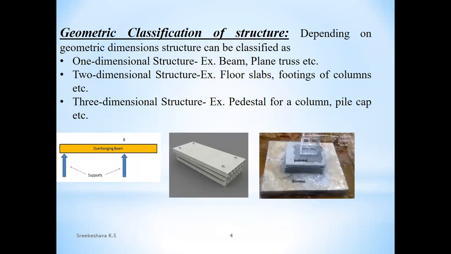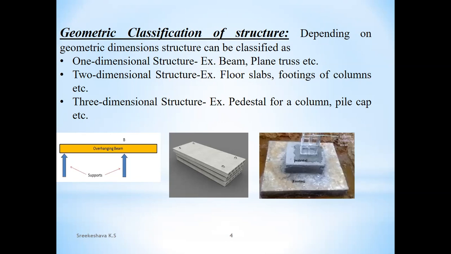But also there is a classification of structures. Sometimes you may get a question: what is an example of one-dimensional structures? One-dimensional structures means if you consider any volume, you have length, breadth, and depth. If one of the dimensions is large compared to the remaining two dimensions, we term it a one-dimensional structure. Consider a beam: a beam is large in length compared to breadth and depth. Hence, a beam is classified under one-dimensional structure. If you see a plane truss, its length is large compared to breadth and depth. That's why that is also classified under one-dimensional structure.